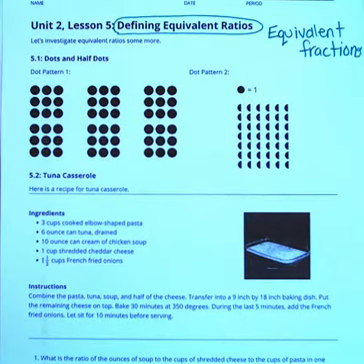Okay, to get us warmed up, there are 2 dot patterns here. I want you to pause the video and go ahead and try and solve them. When you're ready, come back and we will go over a couple different strategies.